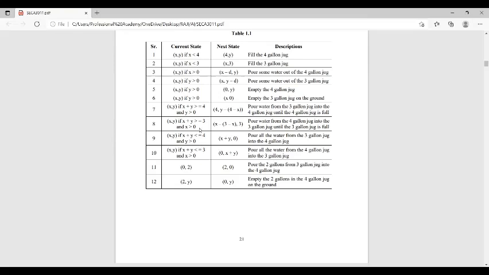And the same thing, x will have some value. If we pour water from x into y, then y will be filled to 3, fully filled, and we pour some value from x to y. So that is this state. And if the sum of x and y is less than or equal to 4, then we pour all the water from the 3-gallon jug into the 4-gallon jug.